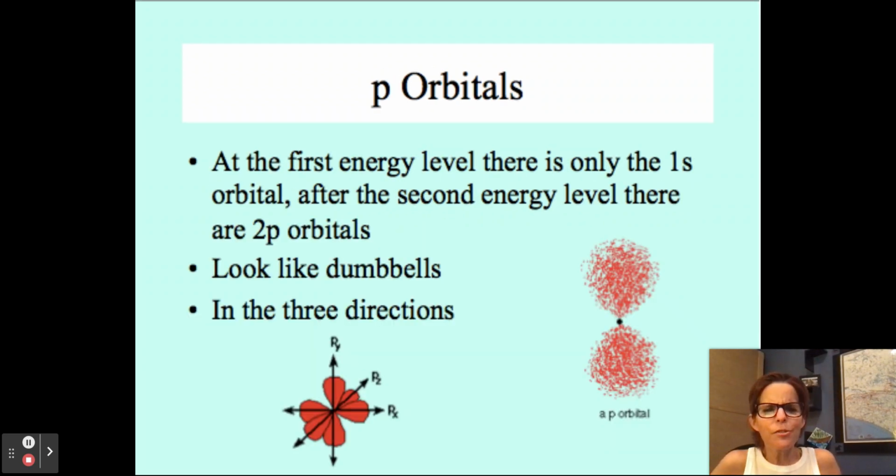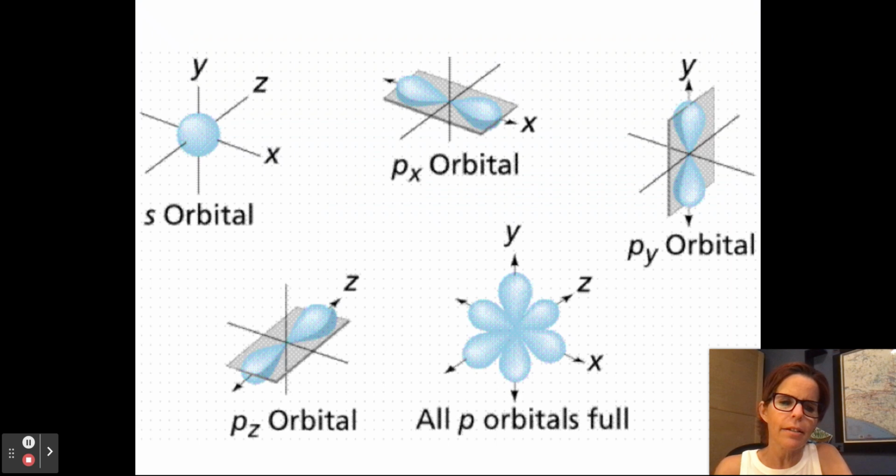Okay, and then the last one that you do need to know are the p orbitals. The p orbitals, we say, look like dumbbells or balloons. There's kind of one on top and one on the bottom. There are three of them for each of the dimensions in three-dimensional space. So there's one that follows the y-axis, there's one that follows the x-axis, and there's one dumbbell that follows the z-axis. So now I want you to take a look.